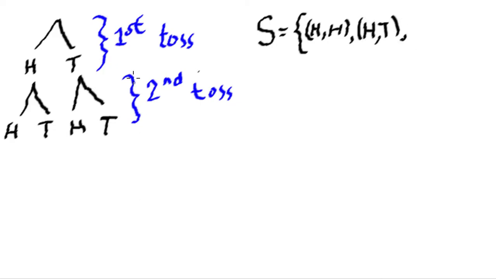Next, we can also get a tail in the first toss but a head in the second toss. So what we have is TH, tail head, that is. Or we can also get two tails for the two tosses. That can be TT. Okay, and those are all the list of our sample space.